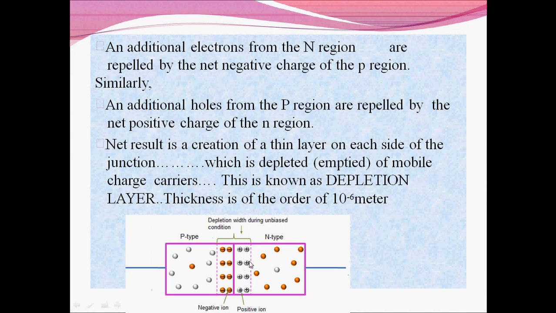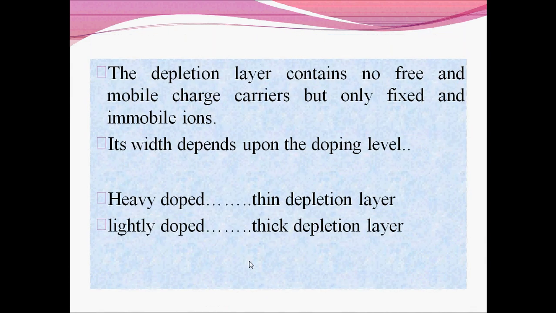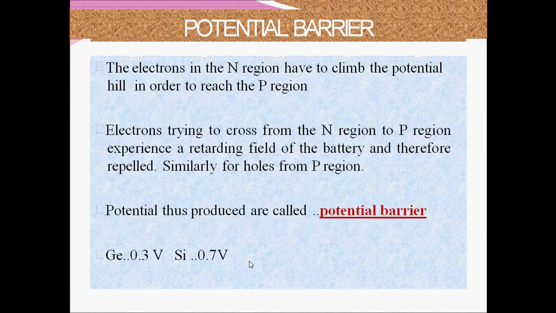The net result is the creation of a thin layer on each side of the junction, which is depleted of mobile charge carriers. This is known as the depletion layer. Its thickness is of the order of 10 raised to minus 6 meter. The depletion layer contains no free and mobile charge carriers but only fixed and immobile ions. Its width depends upon the doping level. When the P-type and N-type materials are heavily doped, a thin depletion layer will be formed. If these materials are lightly doped, a thick depletion layer will form.